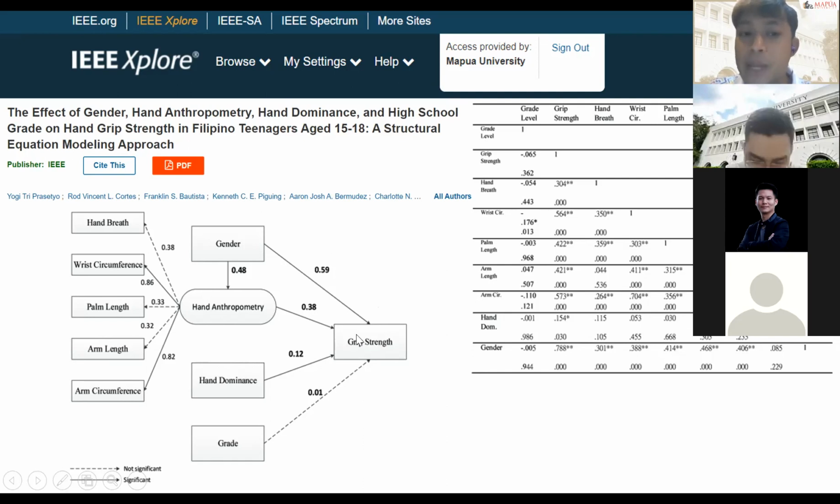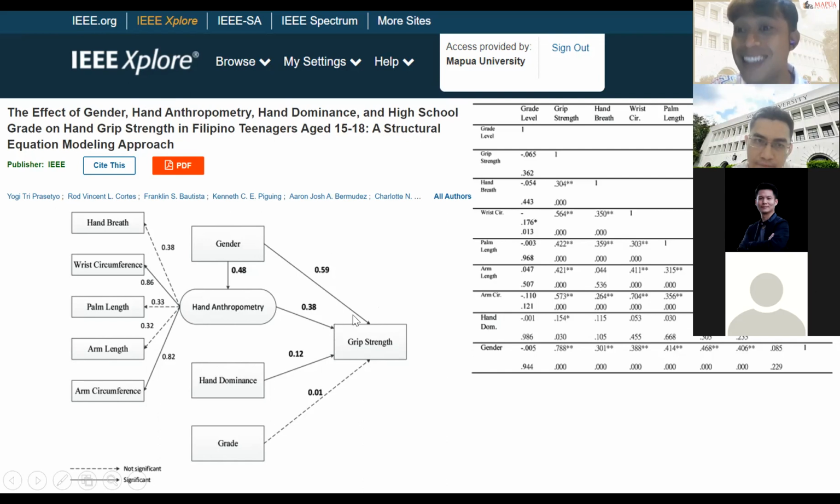But what I want here is to show this one, actually, to tell people. Of course, this is just a conference, you cannot sell this one to a journal. But I just want to tell people like this one. Gender has an effect on grip strength. Of course, male is stronger than female, and so on. But is there an effect of hand size on grip strength? Yes, there is an effect.